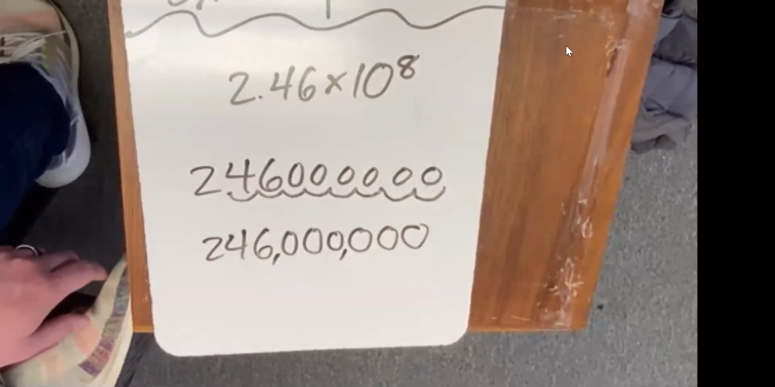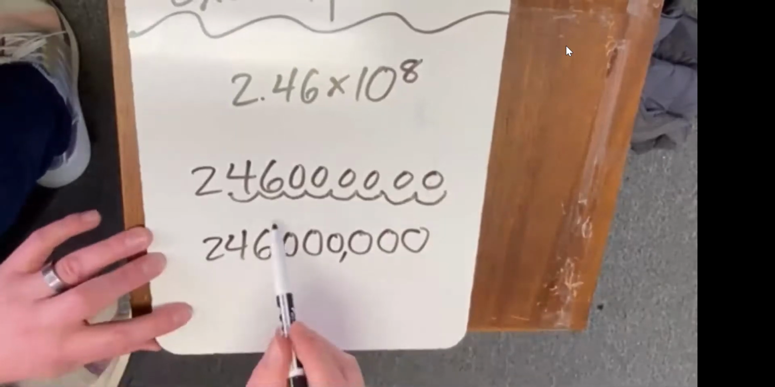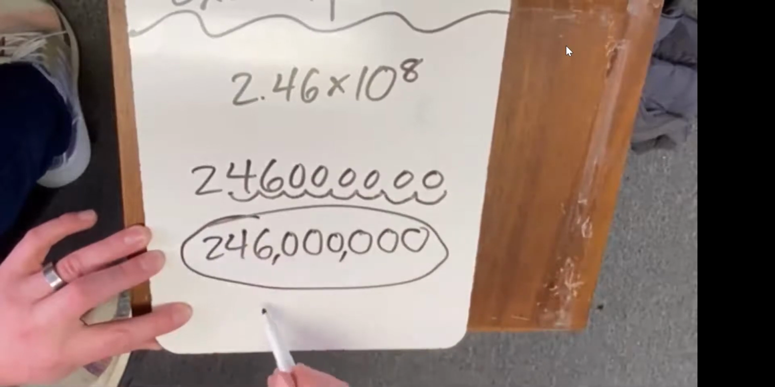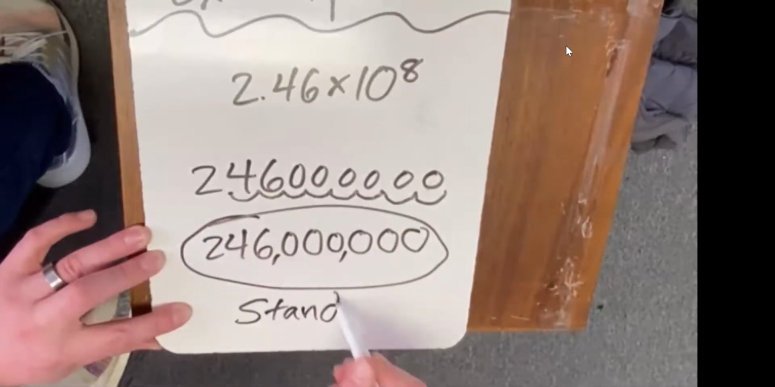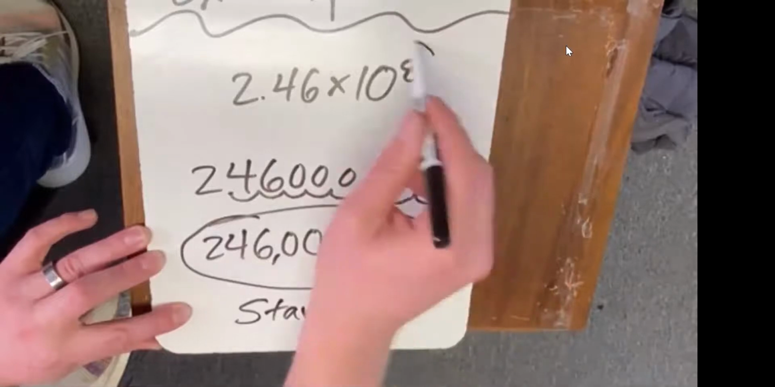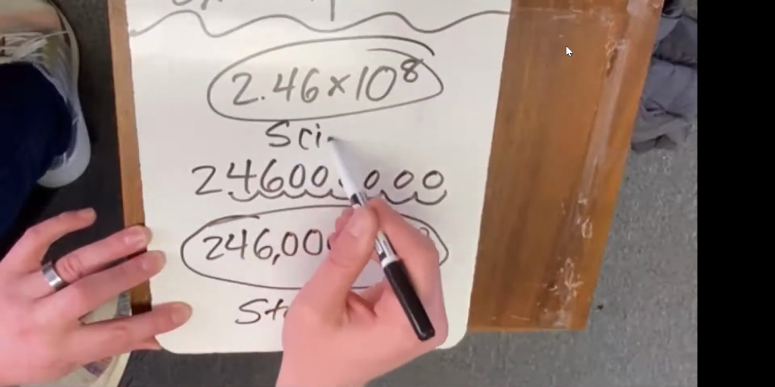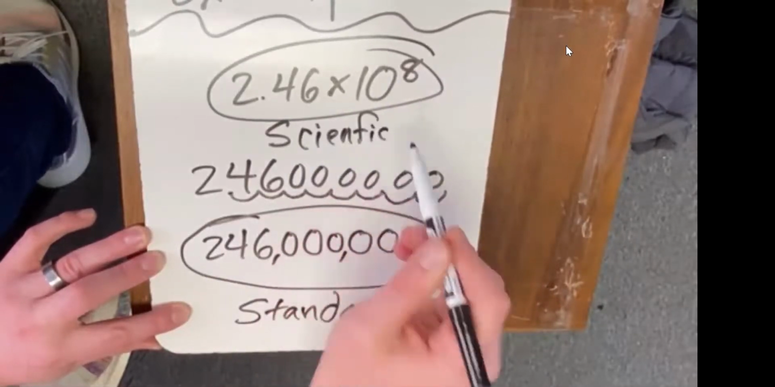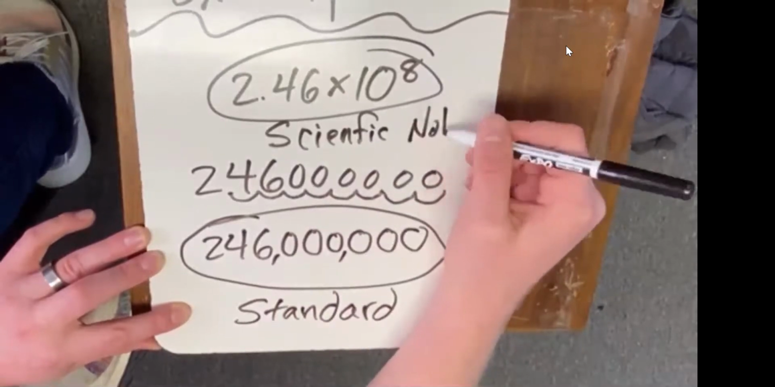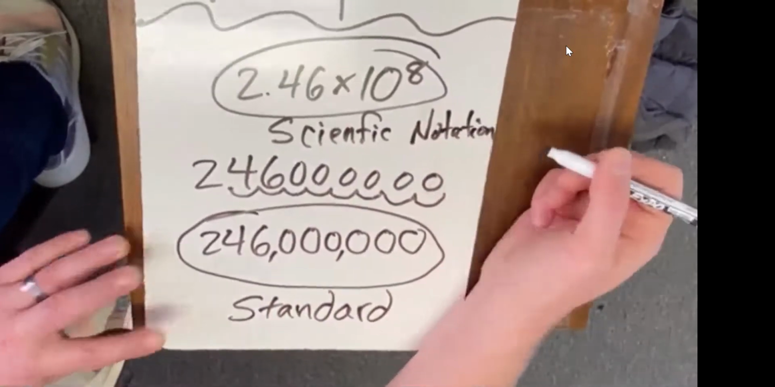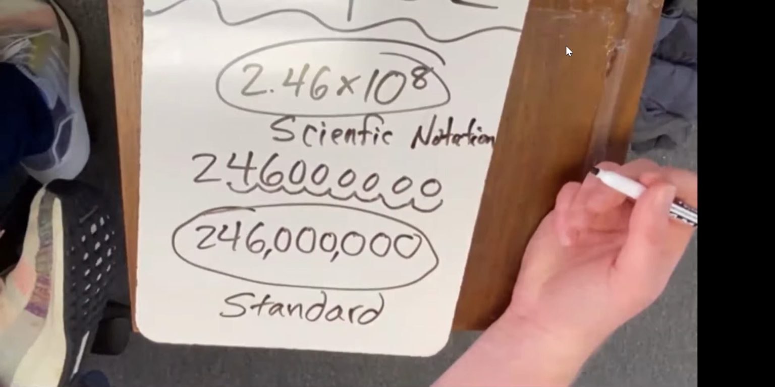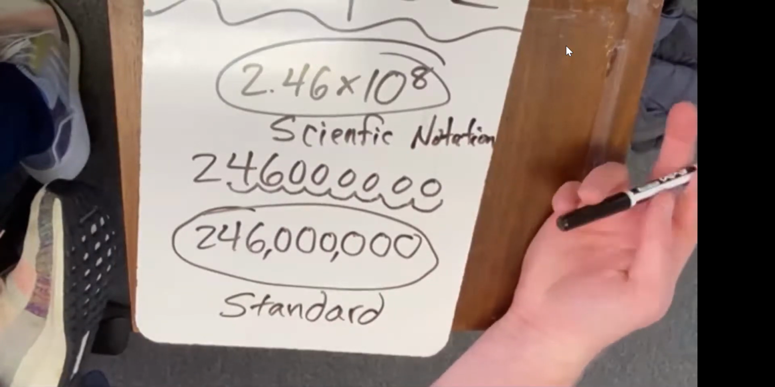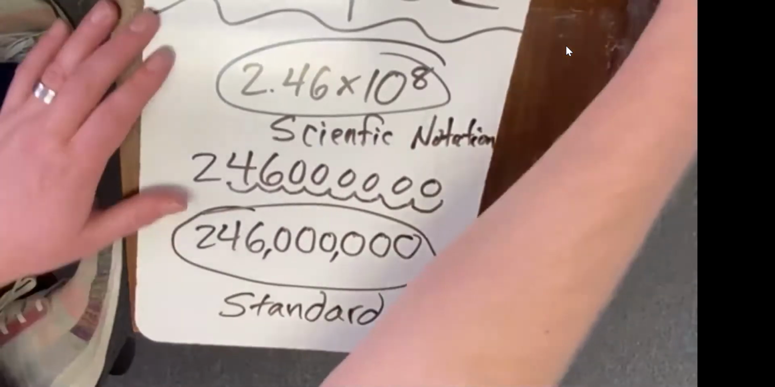All right, so that's all we are doing for this. Main thing you need to know, this right here, this is standard form. That's our standard. This right here, that's scientific notation. So those are your two big terms for this lesson. All right, so let's try example 2.